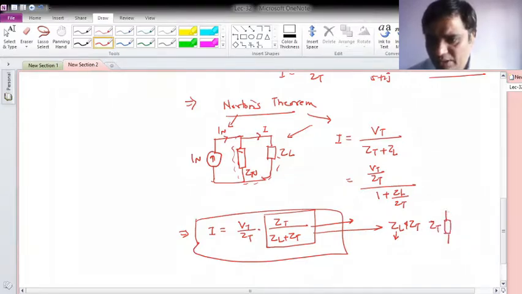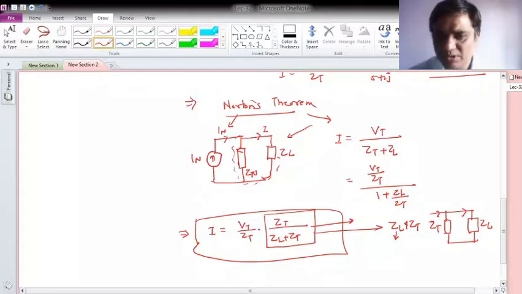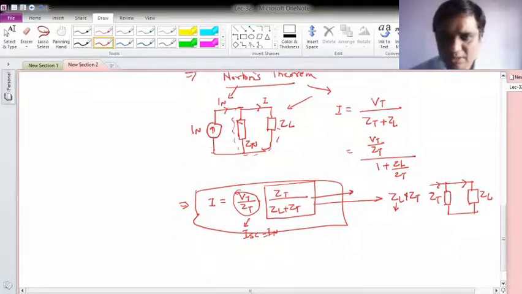Here the current will divide between ZT and ZL, and if I would like to obtain the current through ZL, it will be VT upon ZL into ZT. Okay, and this VT upon ZT will be your total current. So this total current, let me call it the short circuit current, or this will be your Norton's current basically, and this current is I, where I am interested.